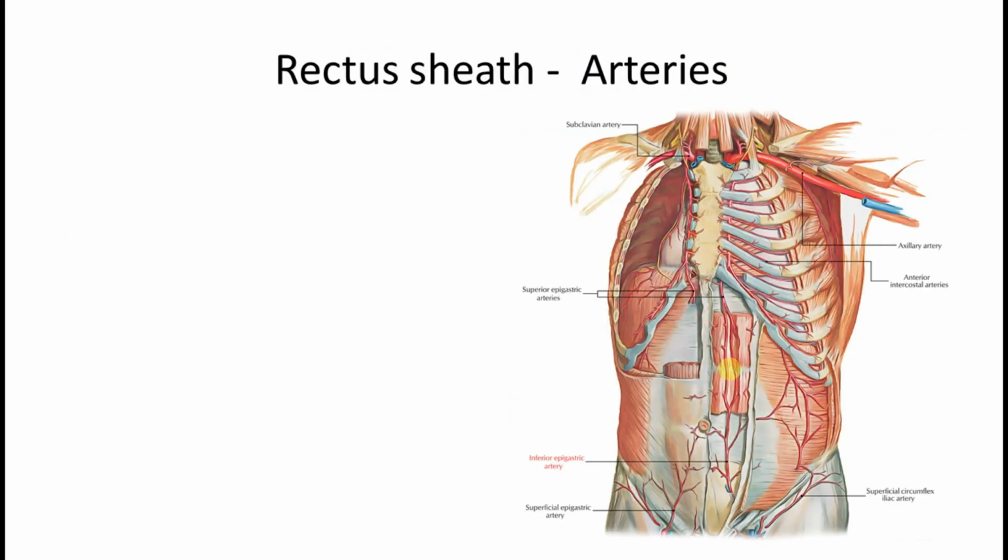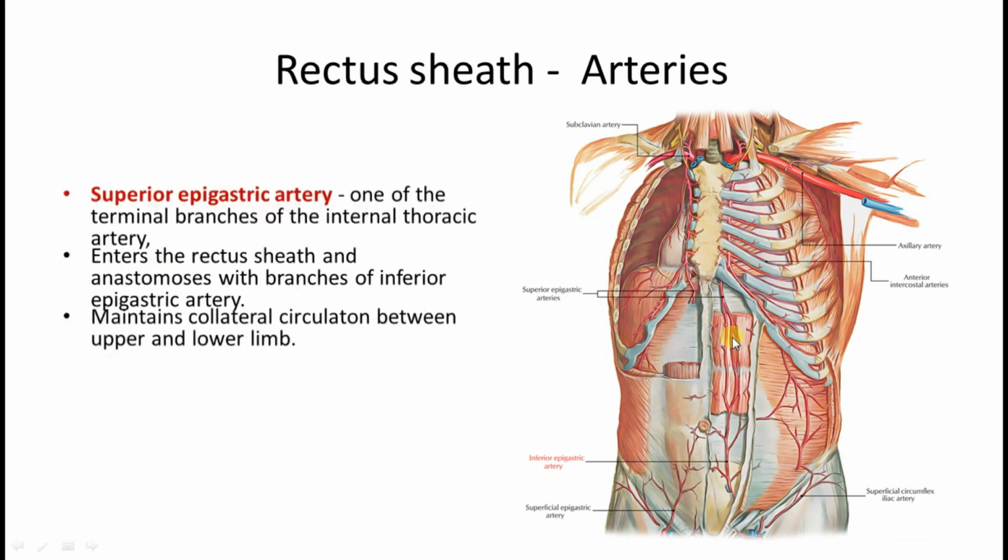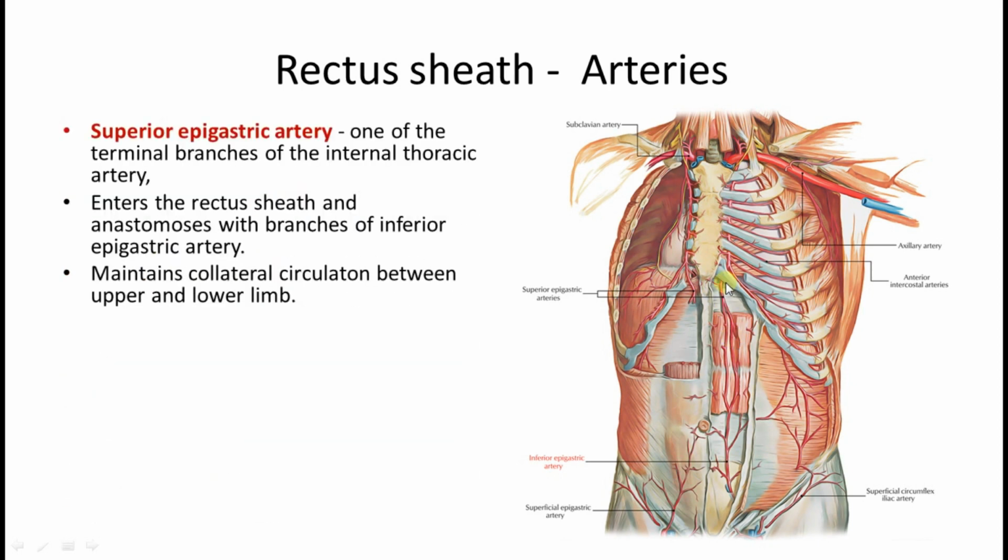So two muscles are present there, then we have two arteries inside the rectus sheath. They actually enter via the posterior wall of the rectus sheath and then they anastomose within the muscle. The two vessels are the superior and inferior epigastric arteries. Superior epigastric artery is a branch of the internal thoracic artery. The internal thoracic artery again divides into two terminal branches, one is the superior epigastric and the other one is the musculophrenic artery.